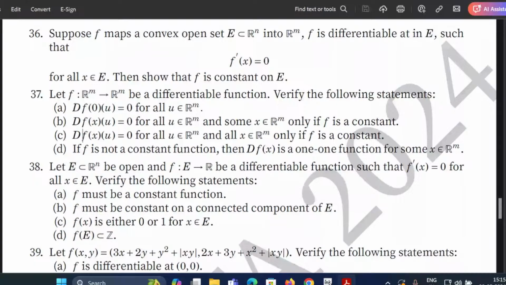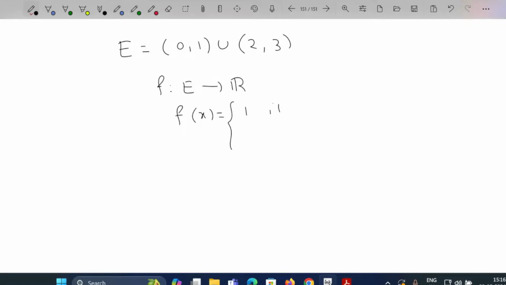Define, let's say I consider E as the open interval (0, 1) union (2, 3). So now my function from E to R is defined as f of x equals 1 if x belongs to (0, 1), and 1 by 2 if x belongs to (2, 3). What is the derivative of the function at a point x? 0. But the function is not a constant function.